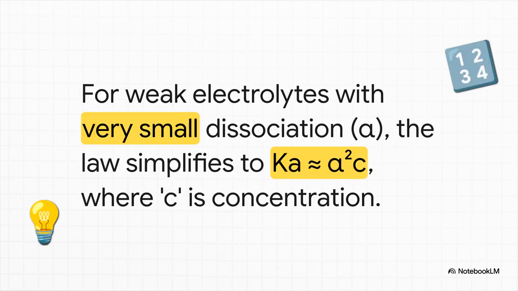Simple as that. And here is where Ostwald's law becomes your best friend, especially in exams. For most of these weak guys, alpha is so small that we can use this awesome shortcut. The law just boils down to this. Ka is approximately alpha squared times C, the concentration. This little formula is an absolute powerhouse for solving problems because it makes the math way easier.